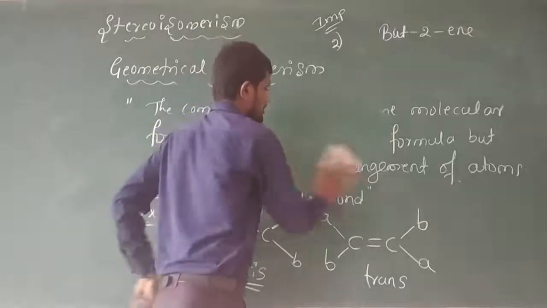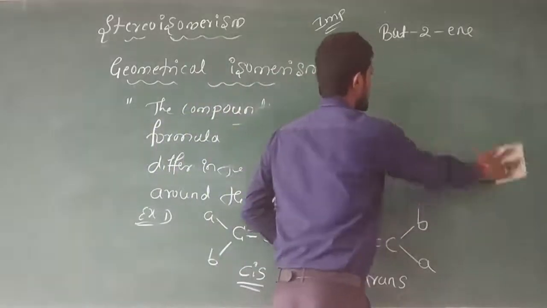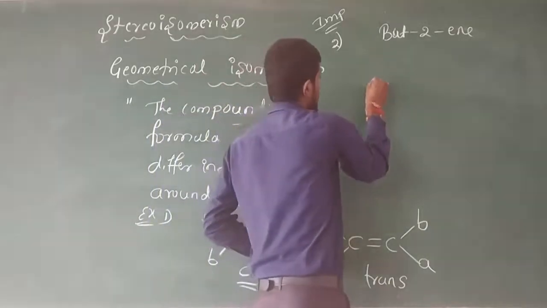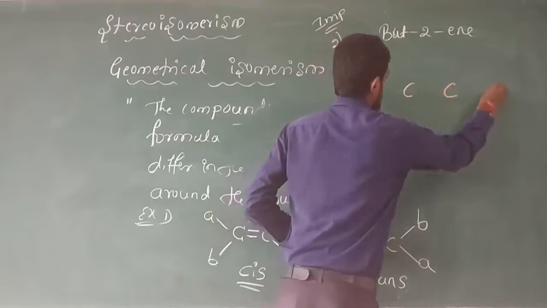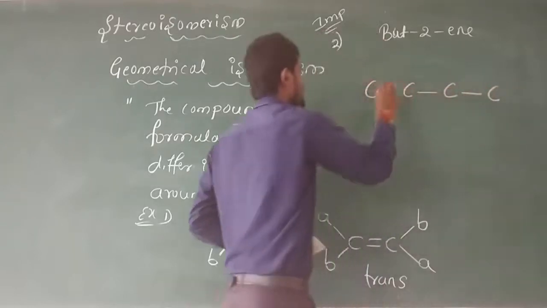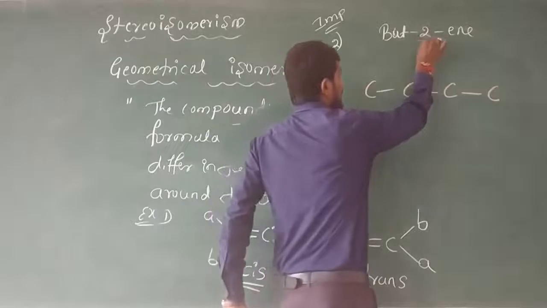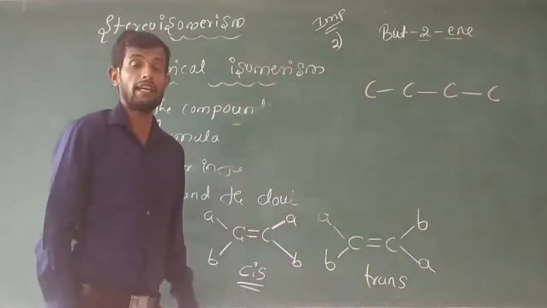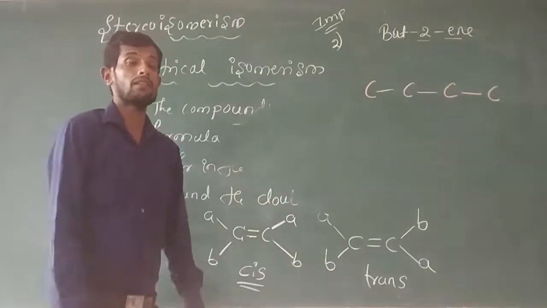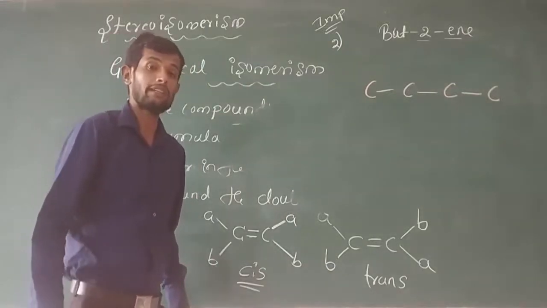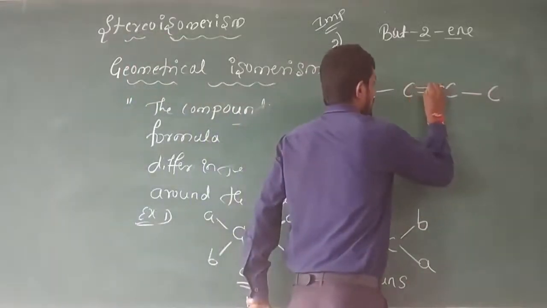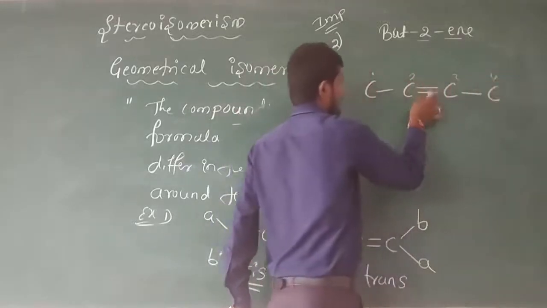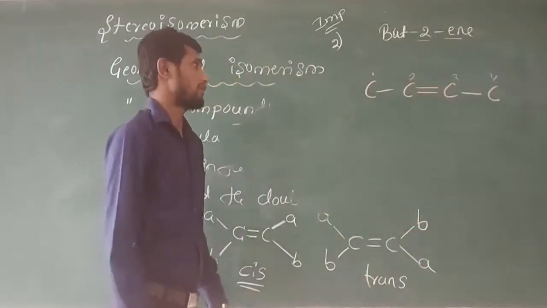First you write the structure. Here I write the structure. But means it contains 4 carbon atoms: 1, 2, 3, 4. Is it right? Yes. Next, what does this 2 indicate? The second carbon atom contains ene. Ene means it contains a double bond, and you also know that a double bond containing compound shows geometrical isomerism. If you start from this side, 1, 2, 3, 4, the second carbon atom contains the double bond.